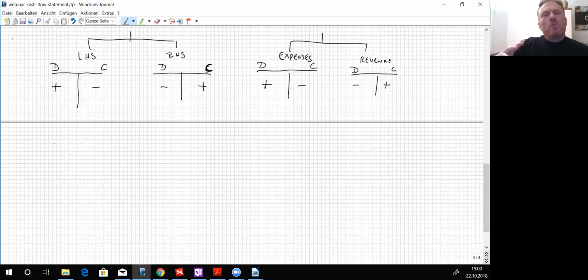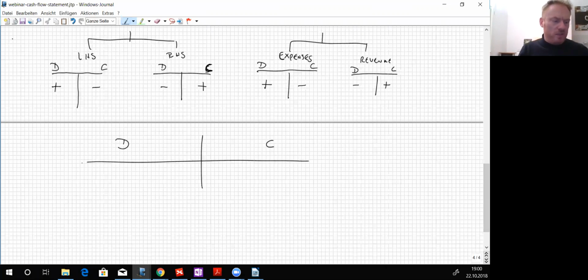So the inflow of cash is reflected by cash put on the debit side, because it goes up. The cash collected from customers goes up, and since cash is part of the left-hand side of the balance sheet, it needs to be put here on the debit side. Totally different from the rest.